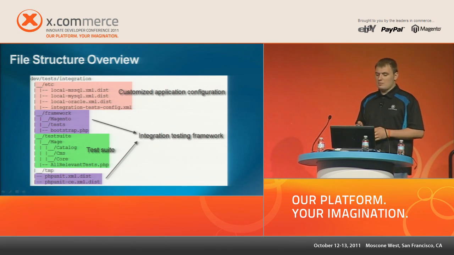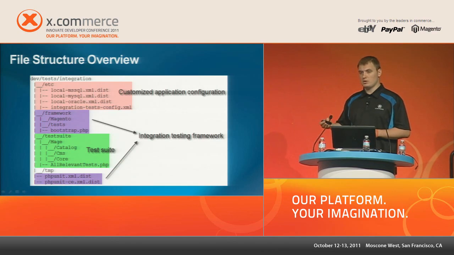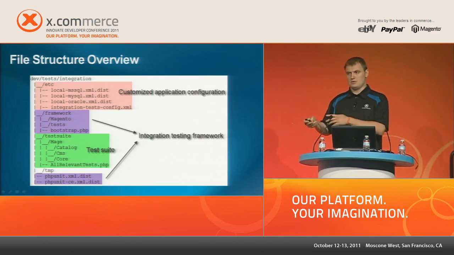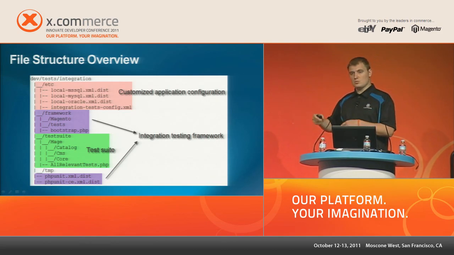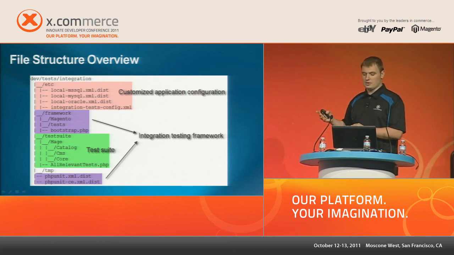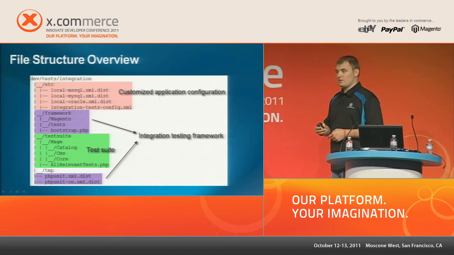And under the framework Magento folder, these are classes that customize the PHPUnit framework. PHPUnit has a capability to be customized. There is a standard way, you can find it in the documentation. And these classes implement Magento-specific customizations. We'll stop by on them later. And the framework tests folder contains the test suite for the integration testing framework.